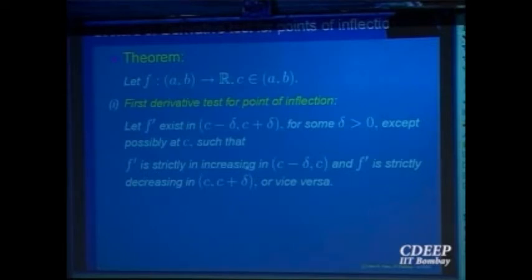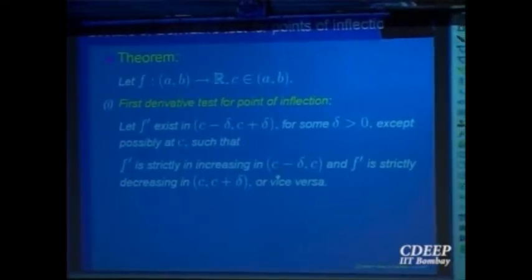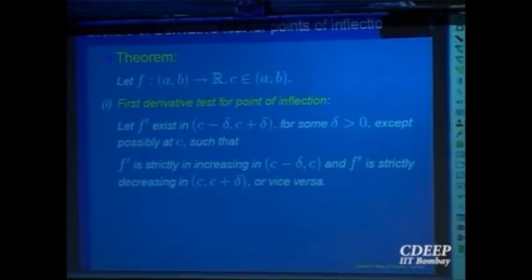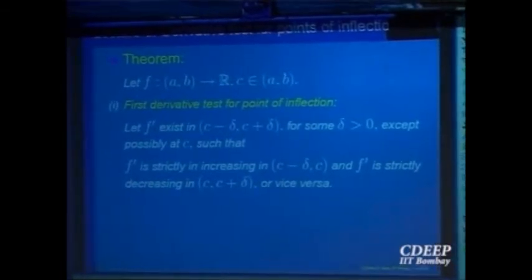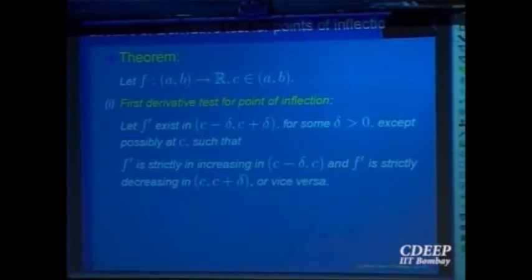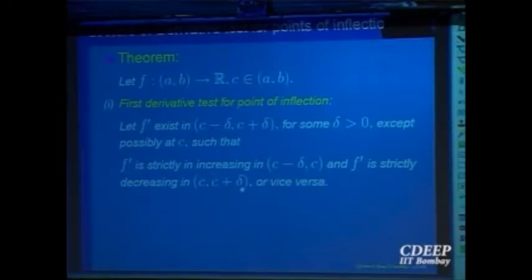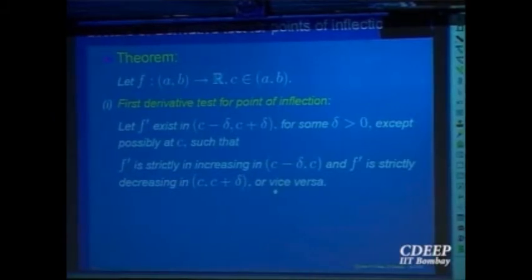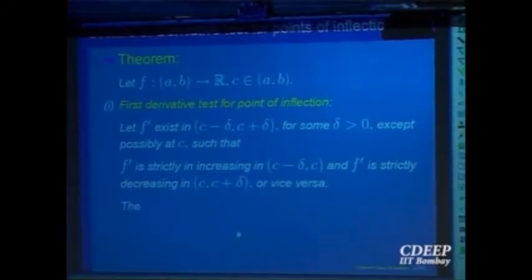Then what should be happening? So in the derivative, you can write the derivative test. On the right side, if you want it to be concave up, then that derivative should be increasing, and concave down on the left side, derivative should be decreasing. So you can just write down the test for point of inflection in view of the first derivative test. So if f prime is strictly increasing on the left and strictly decreasing on the right, or vice versa, then that will be a point of inflection. So that is the first derivative test for inflection.